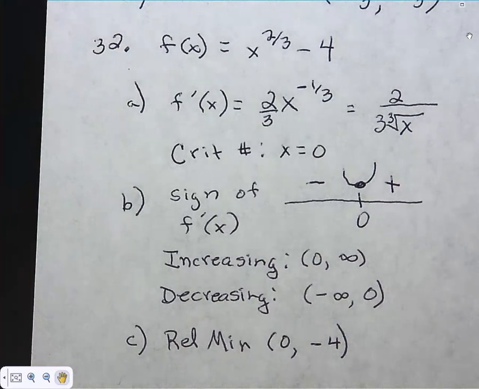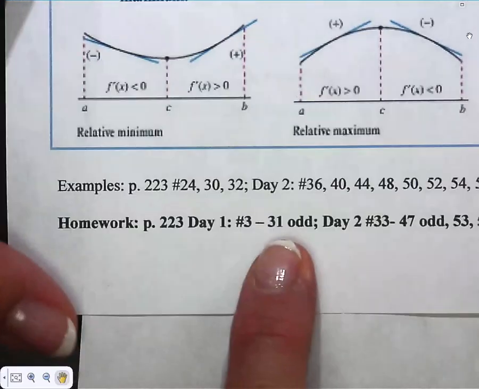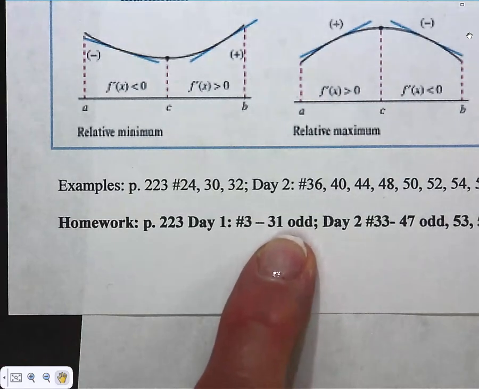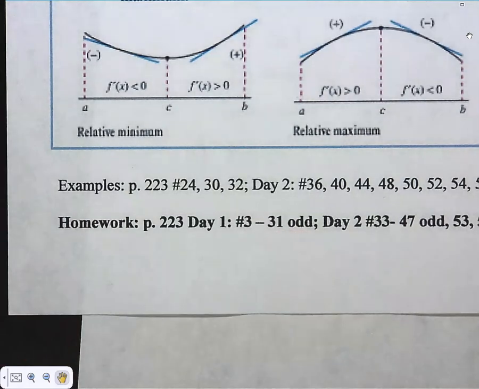All right, we actually have 2 days to cover 4.3, not because it's difficult, but because most of what we did today were algebraic functions. Guess what that means I saved for tomorrow? Transcendental. Tonight's homework, 3 through 31 odd.